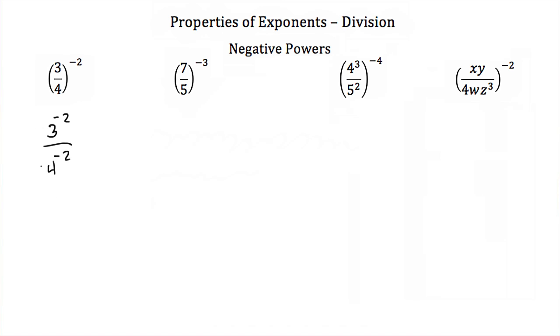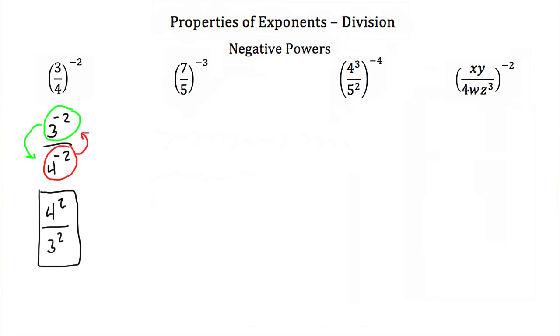And whenever you have a negative exponent, that means this is going to go in the denominator. So this 3 to the minus 2 is going to go in the denominator. And this 4 to the minus 2, well, it's already in the denominator, but since it has a negative exponent, we're going to move it back up to the numerator. So this is going to turn into 4 squared divided by 3 squared.